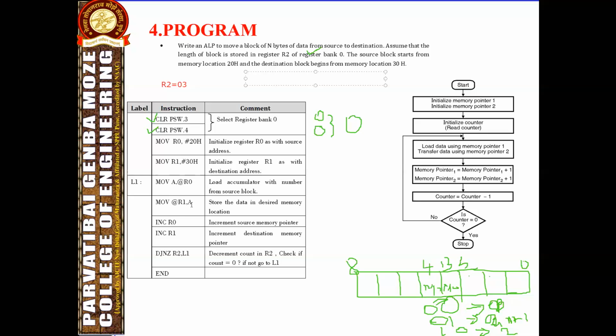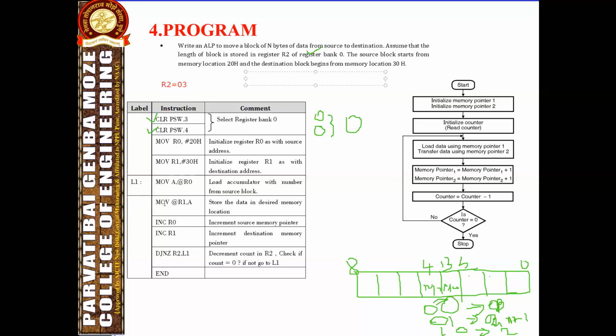Then after loading the data, what we should do is place the data from source to destination. We have visited the source memory location and accessed the data. Now I have to place the data in the destination memory location. Our destination memory location address is placed in register R1. 30H is placed in R1. At that memory location, the accumulator will load the data. So one task is completed here.